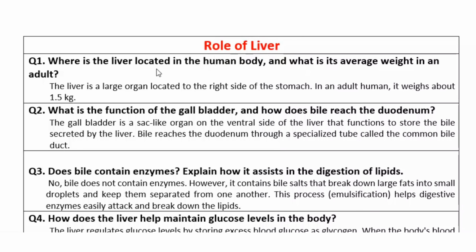First question: where is the liver located in the human body and what is the average weight in an adult? The liver is a large organ located to the right side of the stomach. In an adult human, it weighs about 1.5 kg.